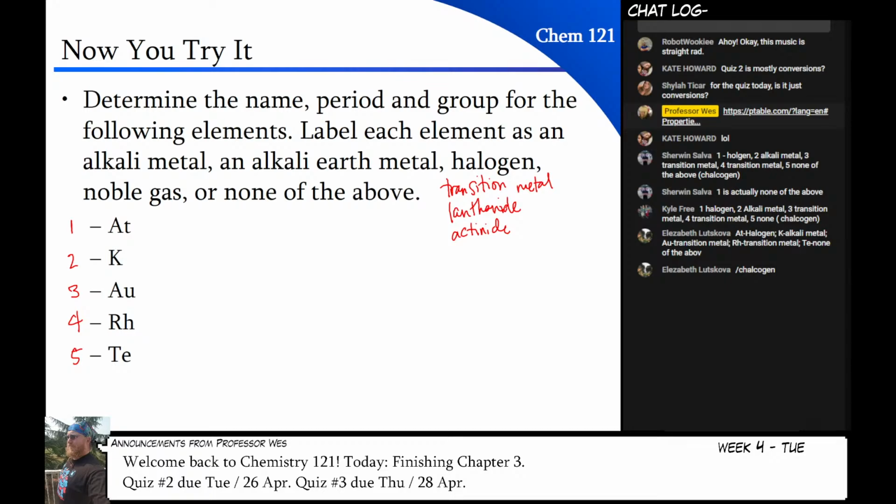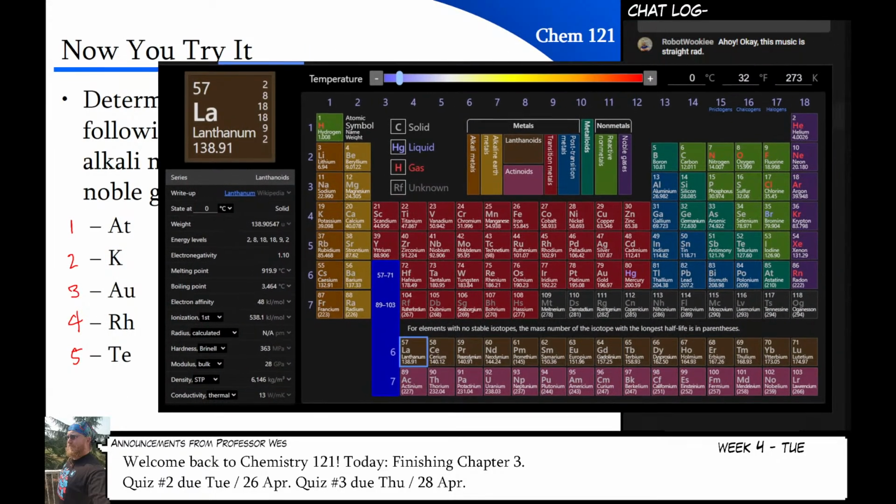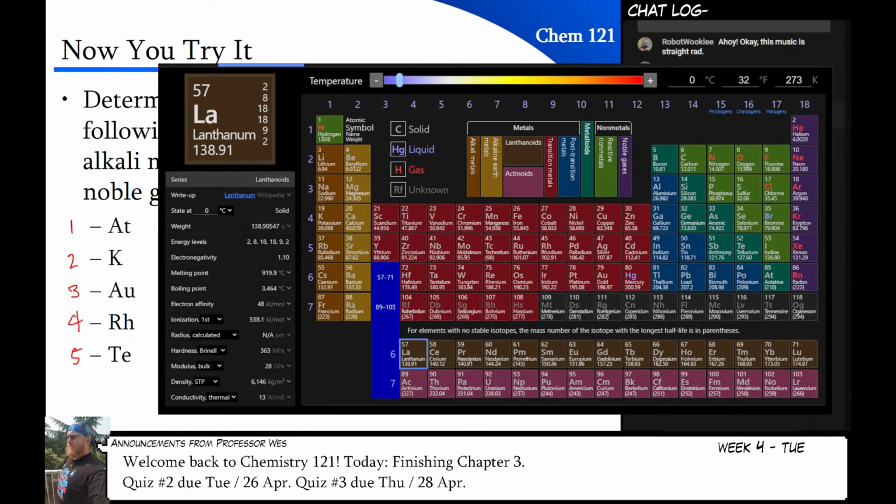All right, so let's put this on the screen here, but we're going to just slide it over here. Got to cover you guys up for a second. Sorry, chat. All right, so let's find these elements. So the first one is At. That's over here. Astatine is in group 17. It's in period 6. And then I want to give it a label, and that label would be halogens. So Astatine is a halogen. Even though it's radioactive, it's still in group 17, so we'd still call it a halogen.